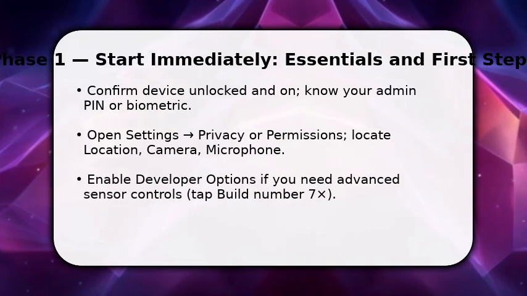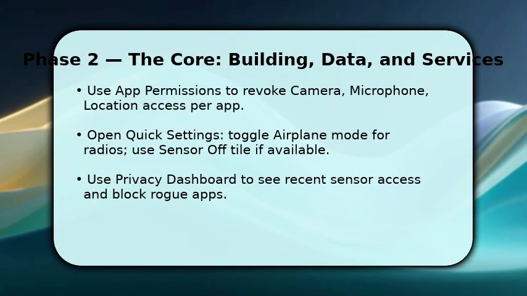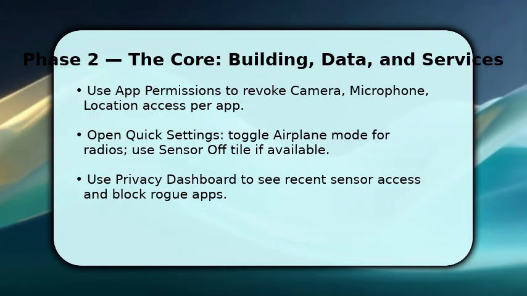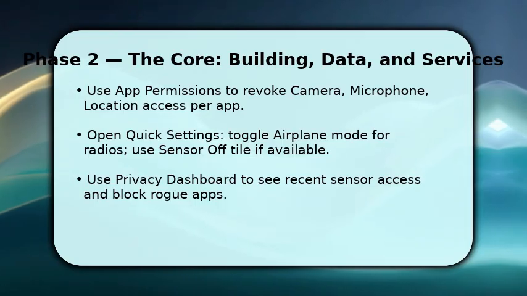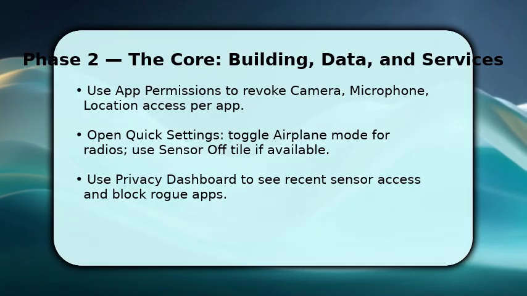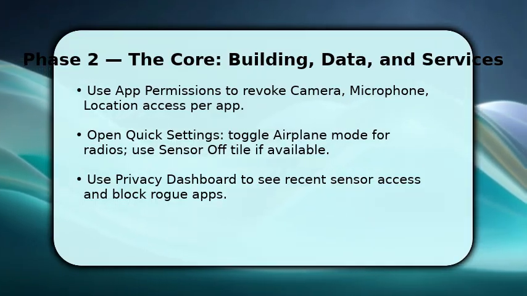Now you revoke app permissions and use quick toggles. Go to App Permissions and remove camera, microphone, and location access from selected apps. This prevents background sensor reads. Make use of quick settings. Flip airplane mode to cut radios and add a sensor off or privacy tile if your build provides one. This kills motion and sensor data at once.